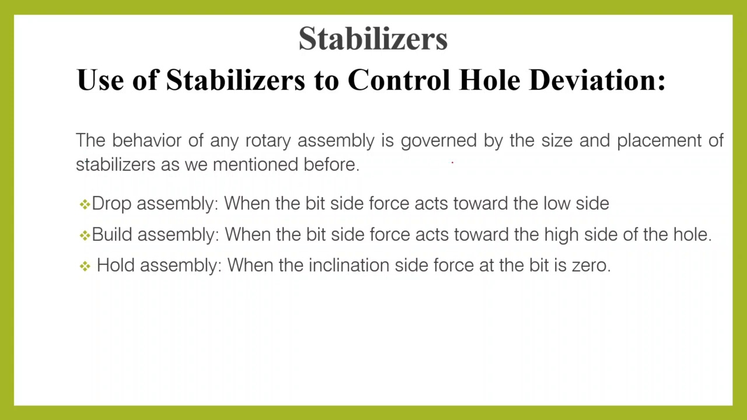As we mentioned, the size and the placement, whether it is a near-bit stabilizer or string stabilizer, and how many stabilizers we use, determine whether the assembly will be a drop assembly, build assembly, or hold assembly. Drop assembly when the bit side force acts toward the low side, build assembly when the bit side force acts toward the high side of the hole, and hold when the inclination side force at the bit is 0.